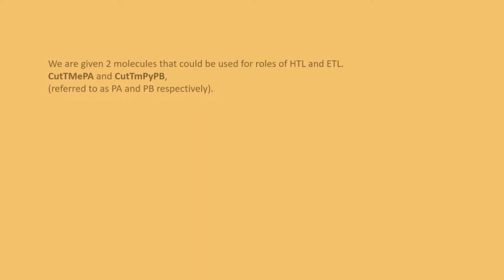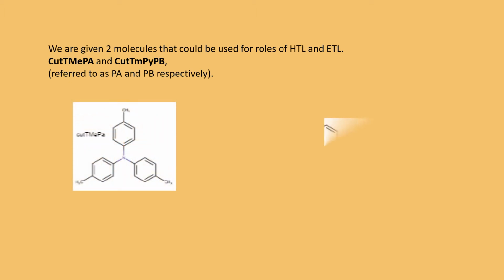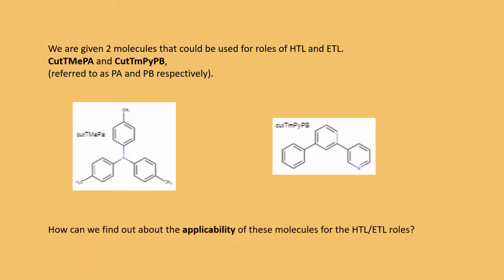We are given two molecules that could be used for the roles of HDL and ETL. These are CutTMePA and CutTmPyPB. They have Cut as a prefix as just a way of shortening the names, but I will refer to them as PA and PB. The question is, how do we find out how applicable these molecules are for the roles of HDL and ETL?